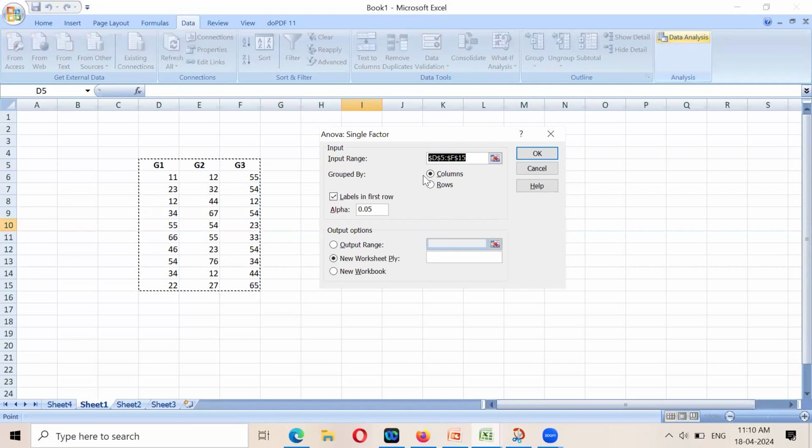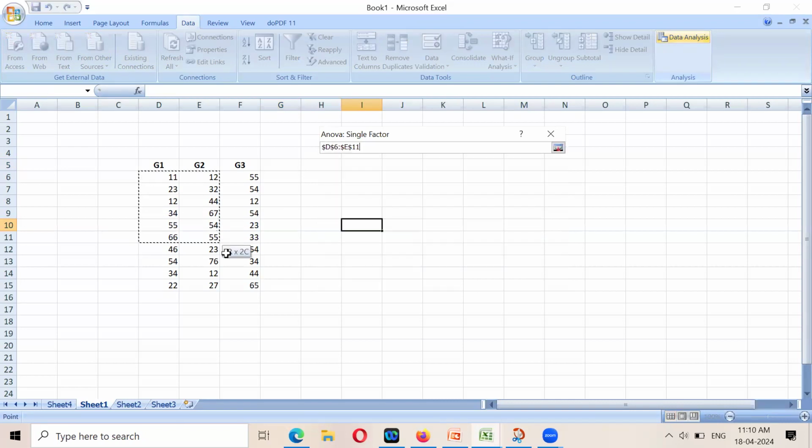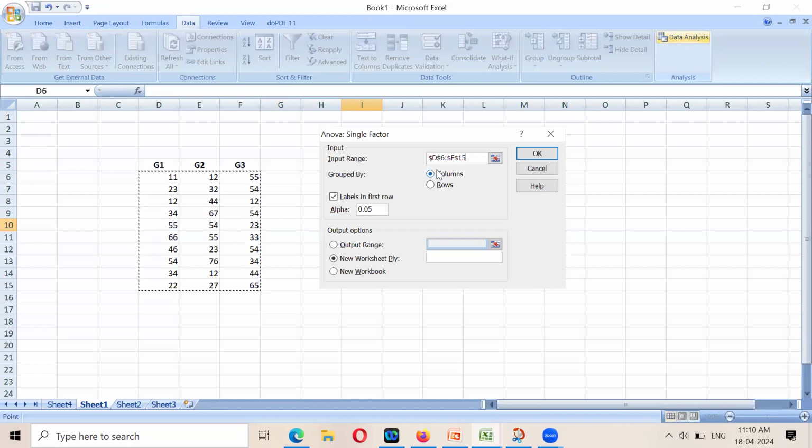Input range means the values we want to take, that range we have to give here. So already I will select this. Okay, then group by columns or rows. So we are grouping it by column by default. Okay, this is very important. Now when we are doing the ANOVA test, where you want the output result.